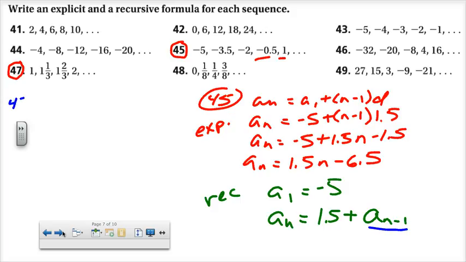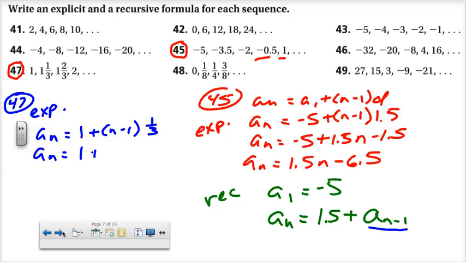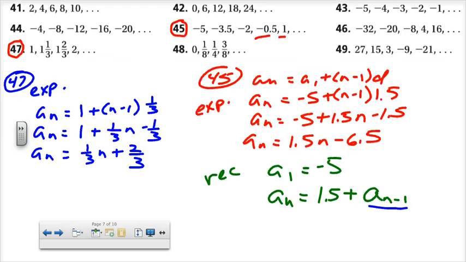47, explicit, a sub n equals the first term is 1. Common difference, we have a common difference here of 1/3. And you can see that right away between those first two terms when you think, what do you add to 1 to get 1 1/3? Now we'll go ahead and distribute from the right-hand side and combine like terms, so 1/3 n, and then we have 1 minus 1/3, which will be 2/3. So there's the explicit rule all ready to go. And now I just need my recursive, so let me scoot this up a little bit.